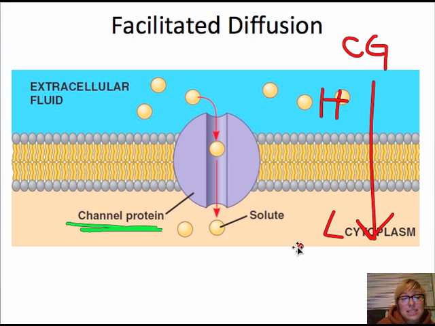Now, why would this be needed? Well, a lot of times these solutes are too large to actually get through the membrane. So remember, the membrane is selectively permeable. So what happens is these things need to be moved in and out of the cell. So we have these wonderful channel proteins that allow that to happen.